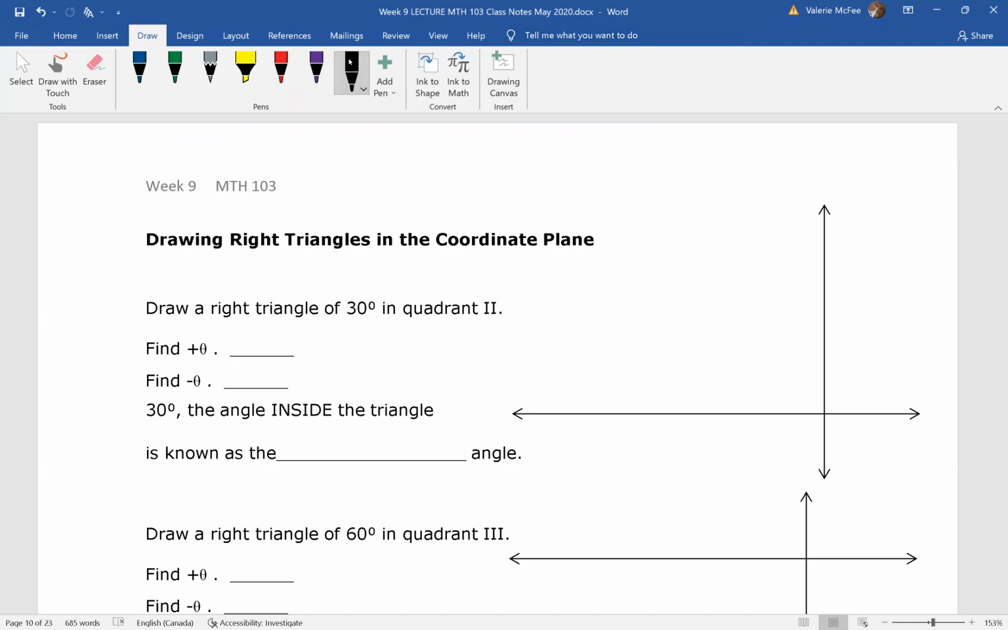The triangles we've been looking at so far have been in quadrant 1. We want to start drawing triangles in the other quadrants as well. So let's look at question 1 here. Draw a right triangle of 30 degrees in quadrant 2. We remember that quadrant 1 is here, and then quadrant 2 is the other quadrant on top. We're going to start at the origin again and put our 90 degrees on the x-axis.